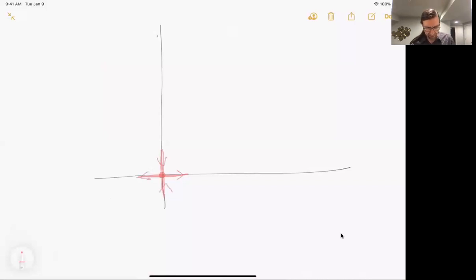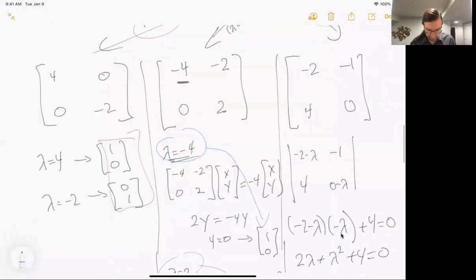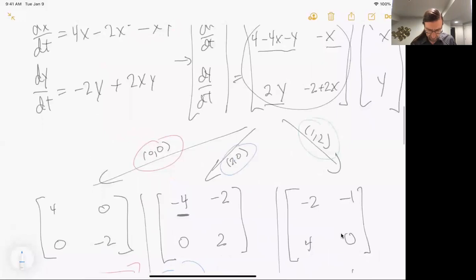So that's a saddle. So things move in around this equilibrium point. Near this equilibrium point, things are moving along these hyperbolas. Okay. All right, next equilibrium point is, we've already color coded it blue, 2, 0.